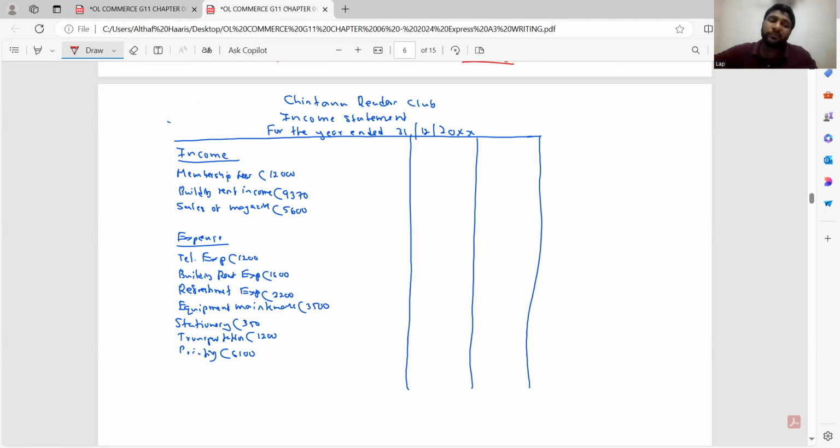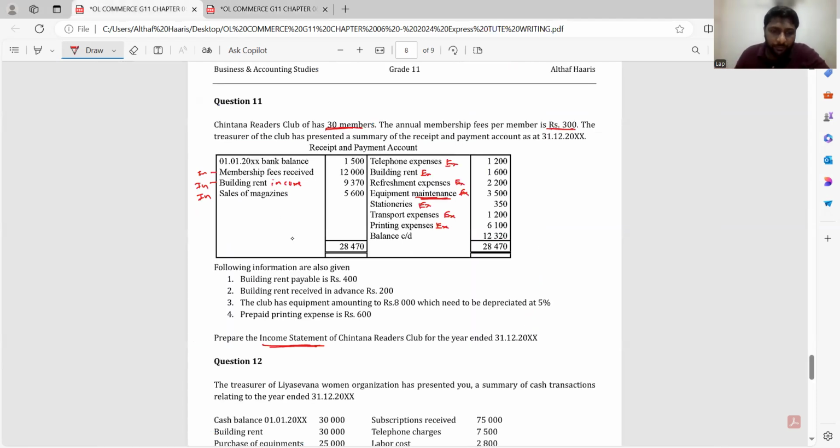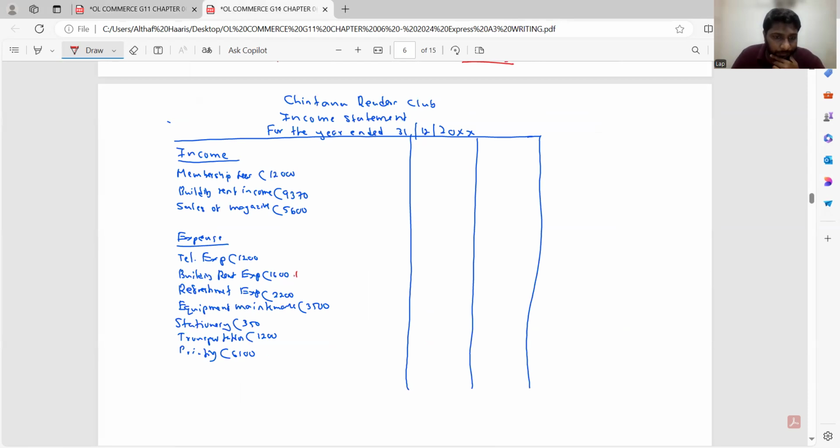Done. Good. Now let's take one by one. Building rent payable. That means we have not yet paid the rent expense. So people, here this 1,600 is the paid amount. Another 400 we have to pay. So in total we have an expense of 2,000. Another 400 we have to pay. Done.